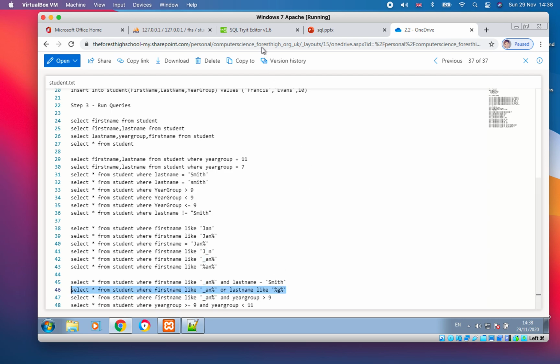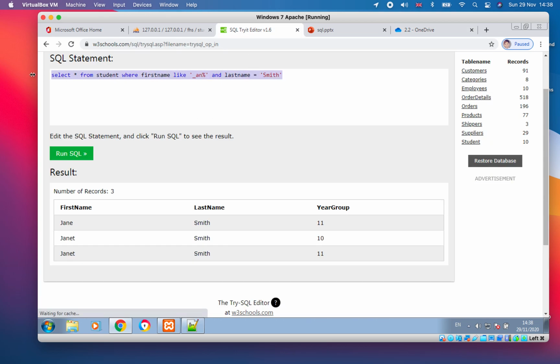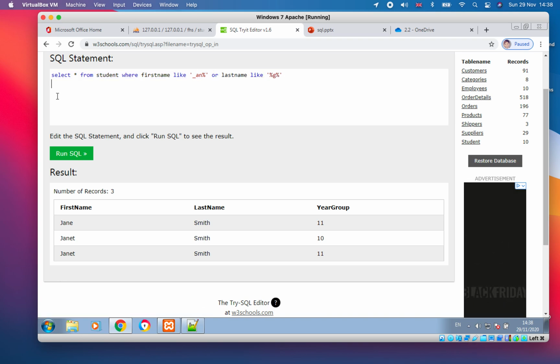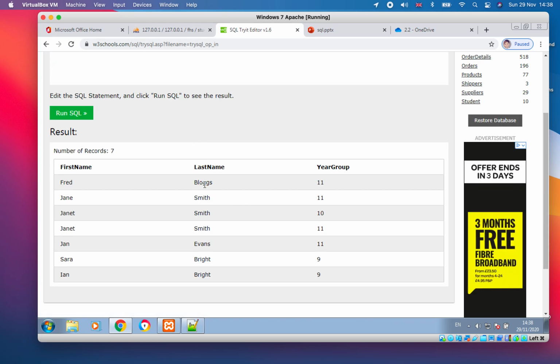So let's run that query. Now these queries are getting harder. You really need to think hard about how to word them. So if I run my SQL, there we go. We've got Fred Bloggs because he had the G. We've got Jane because it had the AN with a single letter in front. Same goes for Janet and Jan. Sarah is in there because she had a G in her name, and Ian's there because both had AN after the first letter and a G.